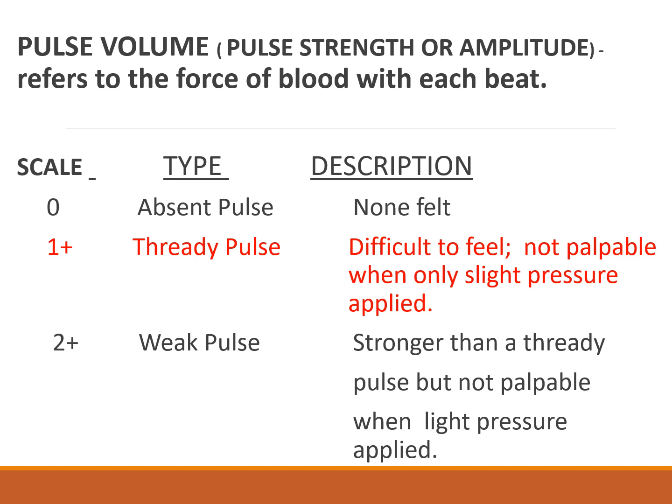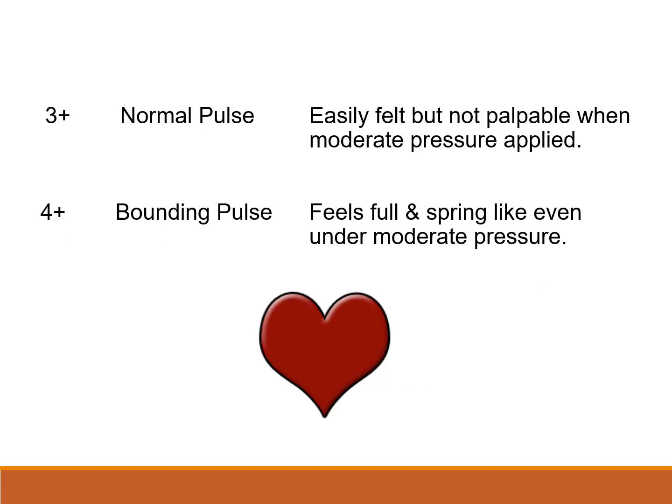So you document the pulse strength as 0 if there's an absent pulse, meaning there's none felt; 1 plus if it's a thready pulse, difficult to feel, not palpable when only slight pressure is applied. You put 2 plus when there's a weak pulse, stronger than a thready pulse but not palpable when light pressure is applied. 3 plus is a normal pulse, easily felt but not palpable when moderate pressure is applied. And 4 plus, when there's a bounding pulse, when it feels full and spring-like even under moderate pressure.